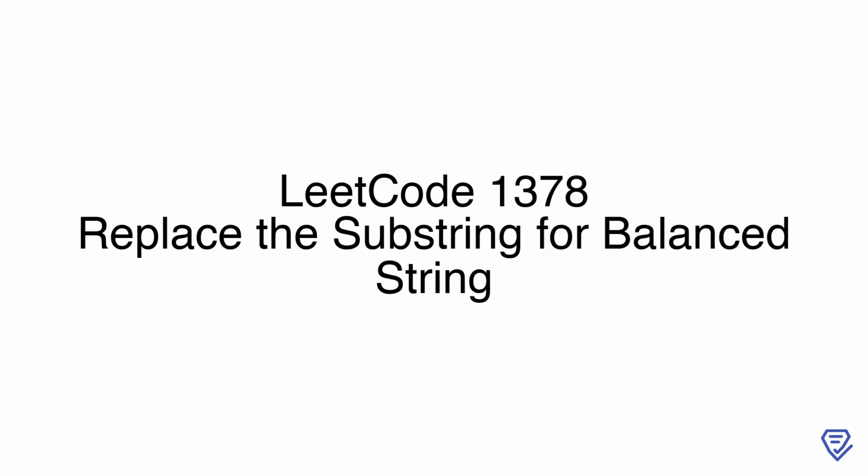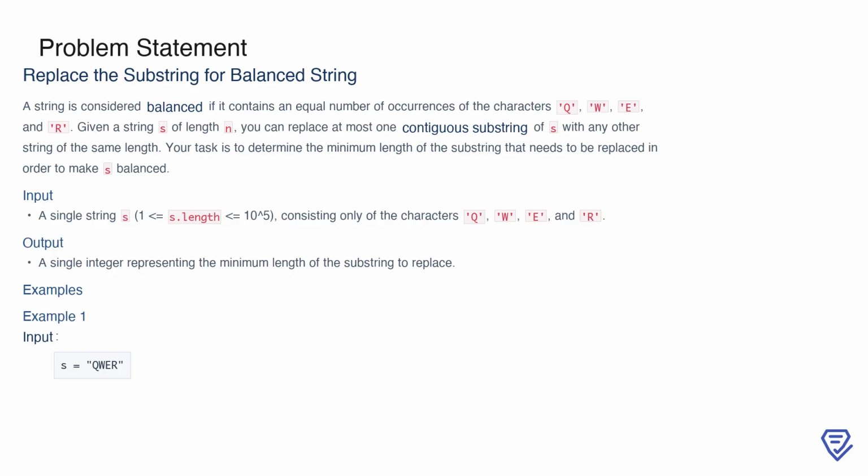Let's get started. In this problem, we are tasked with balancing a string that consists of the characters Q, W, E, and R. A string is considered balanced when each of these characters appears an equal number of times. If the length of the string is n, then each character must appear exactly n/4 times for the string to be balanced. To achieve this balance, we are allowed to replace at most one contiguous substring of the string with another substring of the same length.